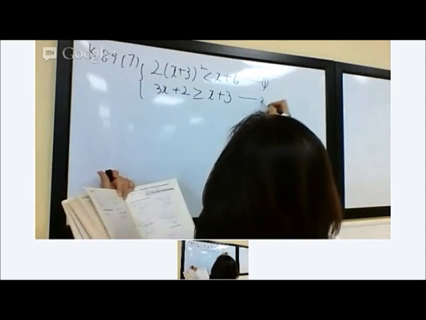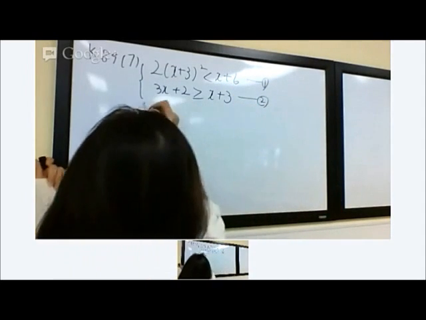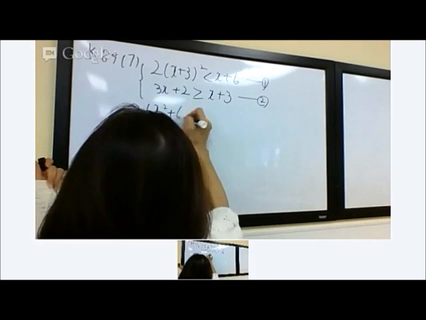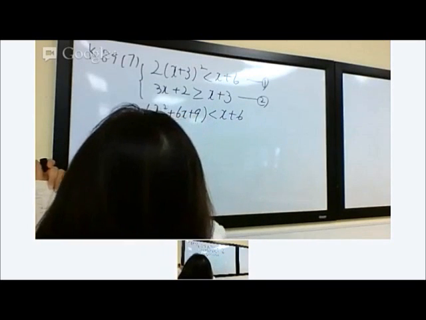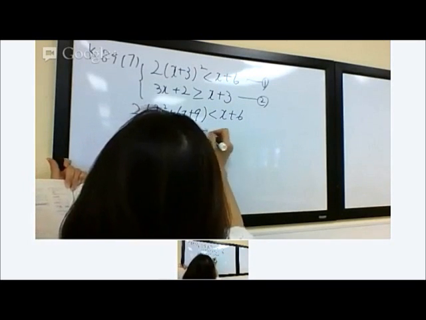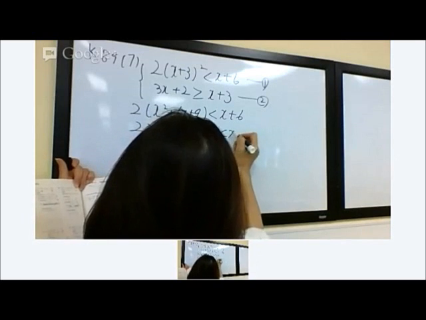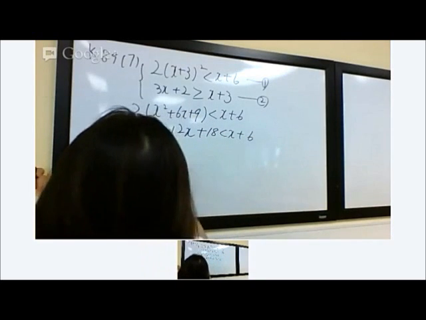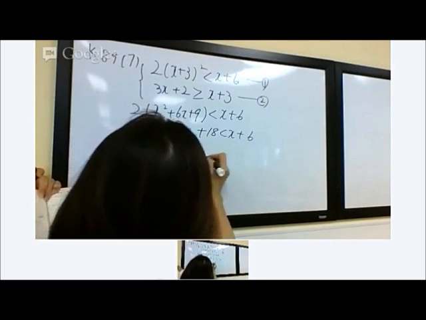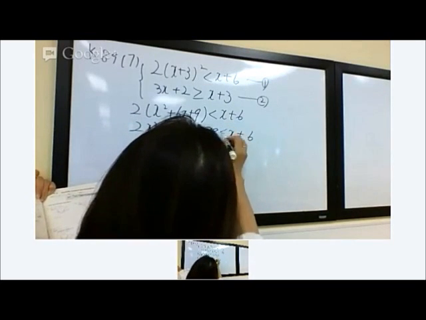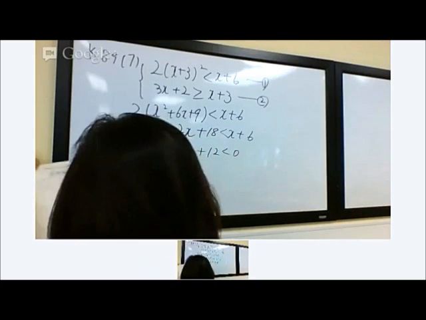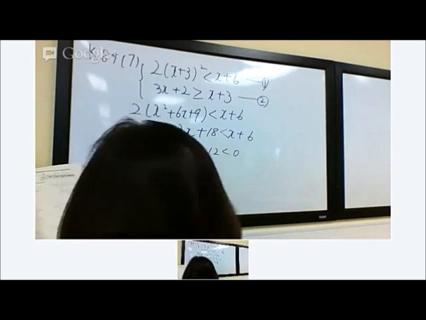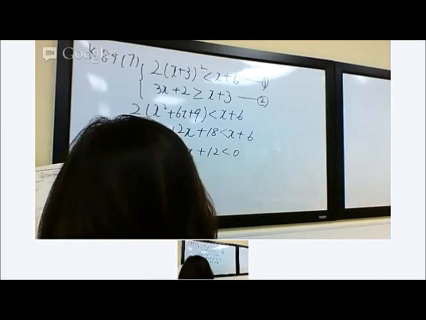Number 1, they say number 2. Okay, number 1, open the parentheses, right? 2x squared plus 6x plus 9. So 2x squared plus 12x plus 18, right? Plus x plus 6, so simplified: 2x squared plus 11x plus 12 less than 0. Can we do it? Yes, we need to factor, right? Maybe we can divide by 2. Okay, can we?